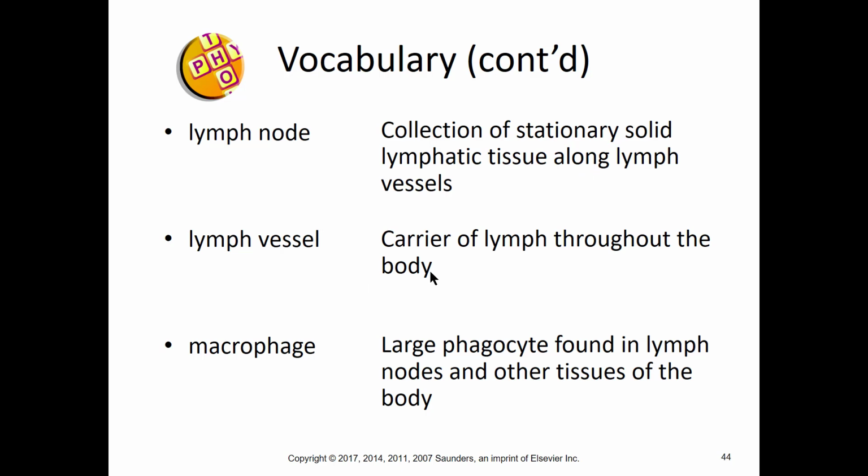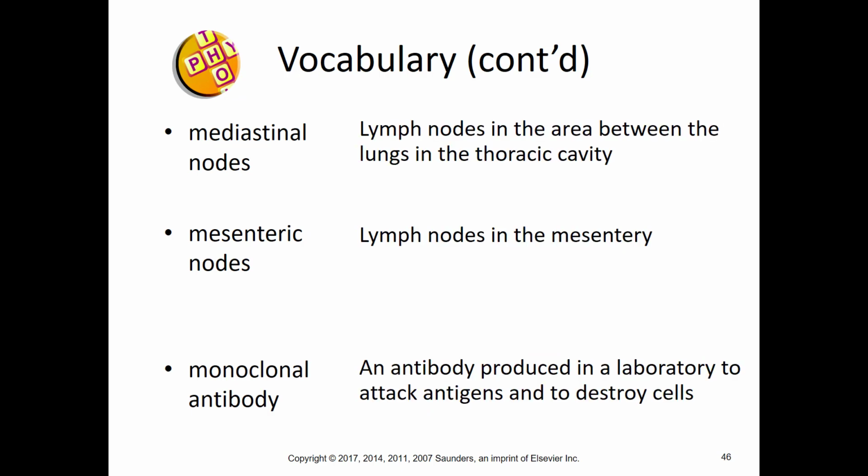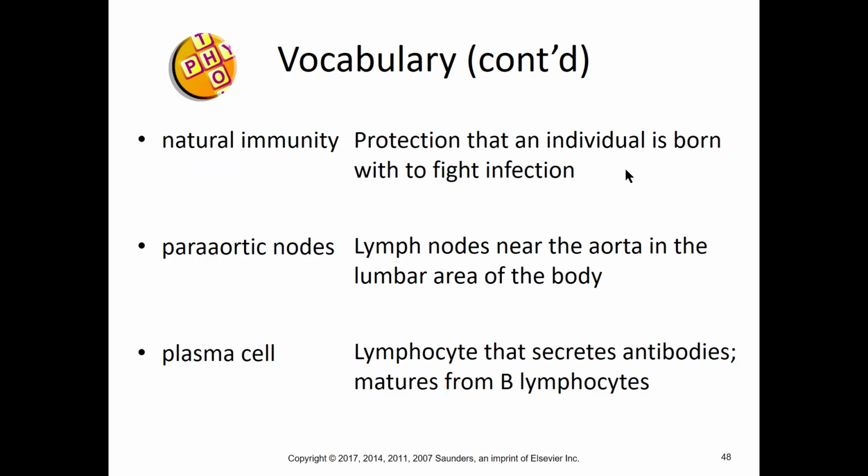Large phagocytes found in lymph nodes and other tissues of the body are macrophages. Mediastinal nodes are lymph nodes in the area between the lungs and the thoracic cavity. Mesenteric nodes are lymph nodes in the mesentery. Monoclonal antibodies are antibodies produced in the laboratory to attack antigens and destroy them. Natural immunity is protection that an individual is born with to fight infection.